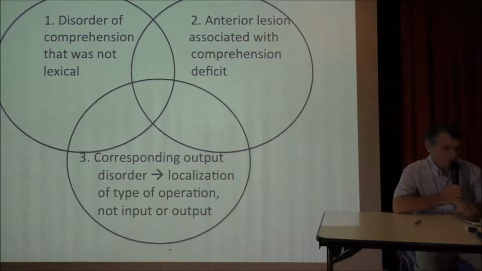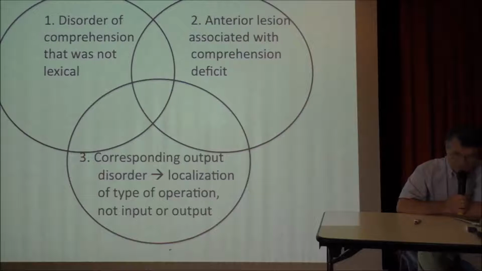And the third reason that the paper was important is that it suggested that what was localized wasn't an entire faculty like the ability to understand, but rather an aspect of grammar, that is, a type of representation.